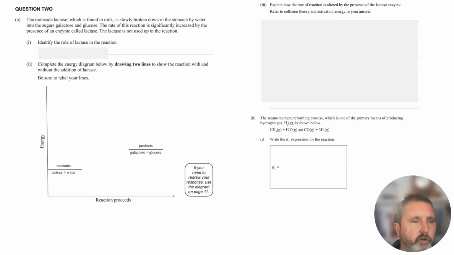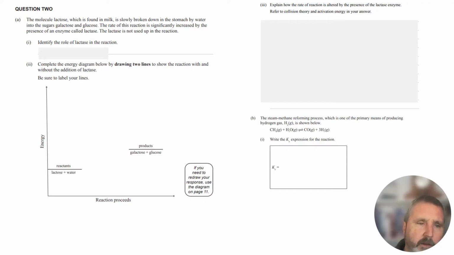Okay, question 2. Let's have a look at it. It's a wee bit confusing because it's using 2 similar words, but the molecule lactose, which is a sugar found in milk, is slowly broken down in the stomach by water into the sugars galactose and glucose. The rate of reaction is significantly increased by the presence of an enzyme called lactase. Remember, enzyme is a biological term for a catalyst.